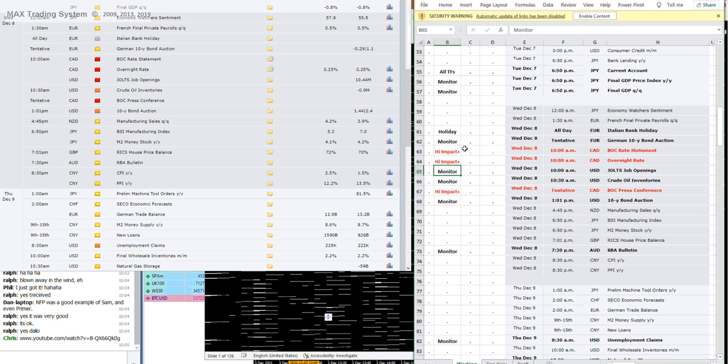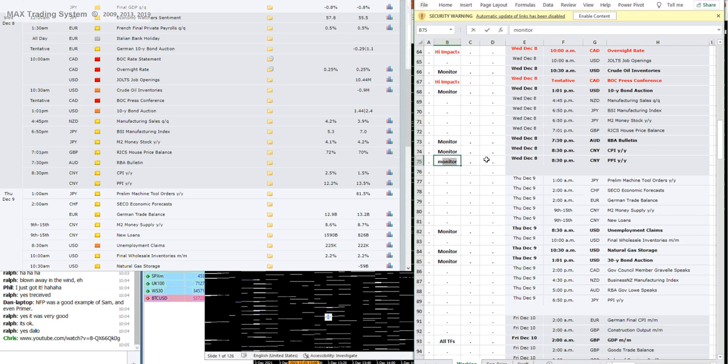Then monitor the US dollar 10-year bond auction. Sorry, were you monitoring the jolts? No. Okay. And I will monitor the Aussie Reserve Bank of Australia bulletin. And the Chinese CPI year over year. PPI is not necessary. And that's it for Wednesday.